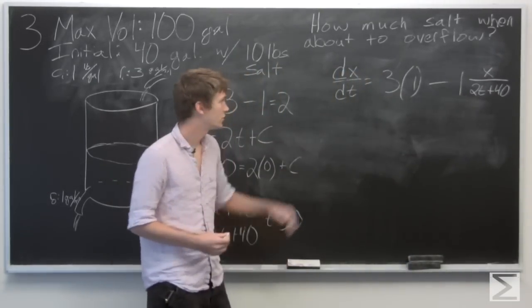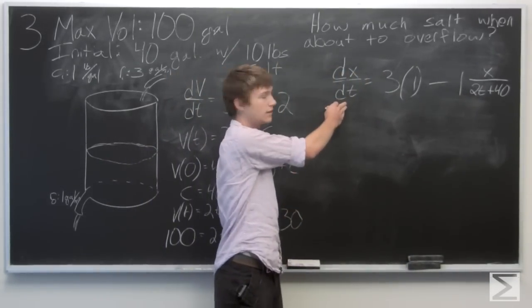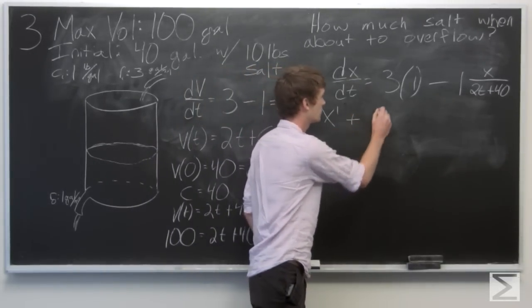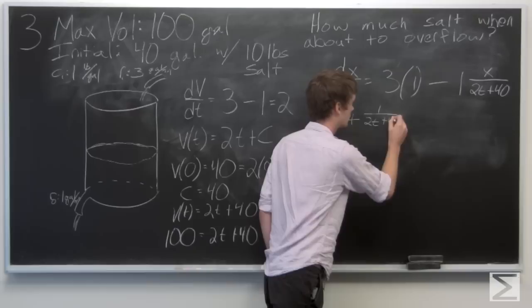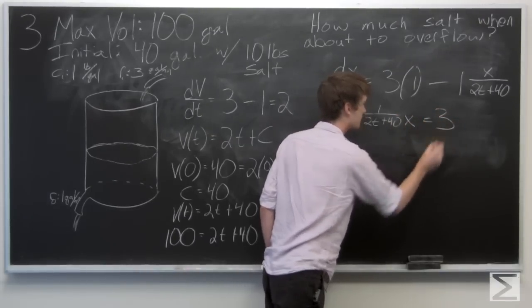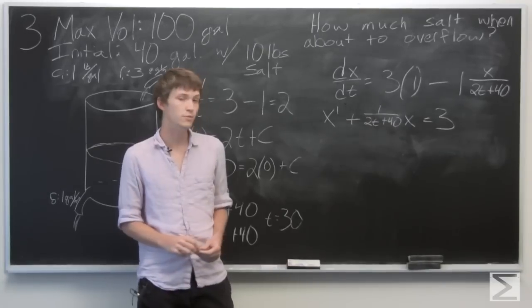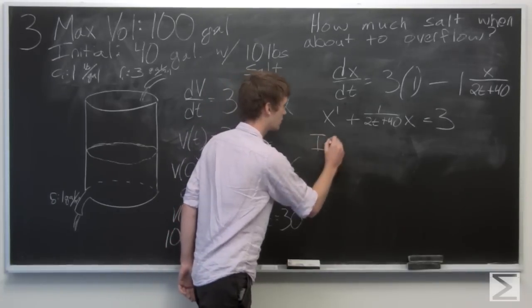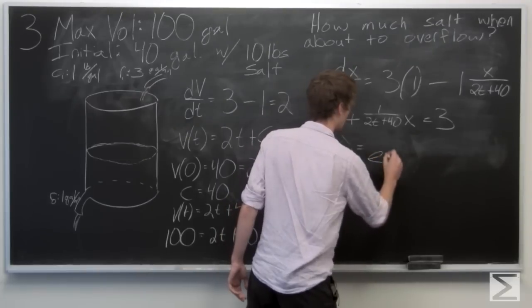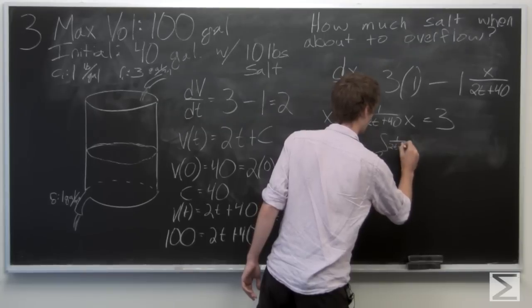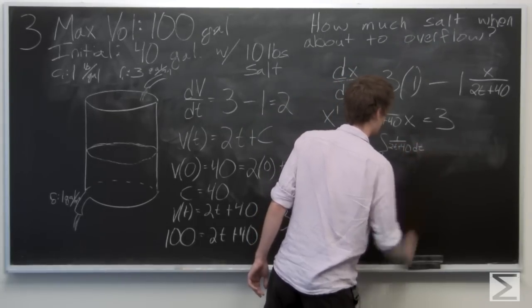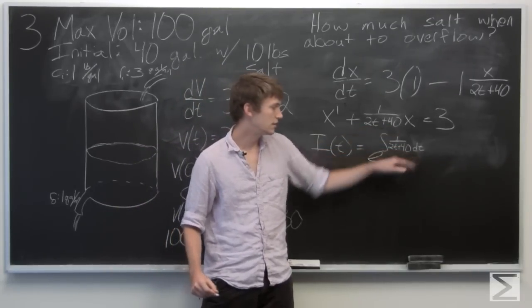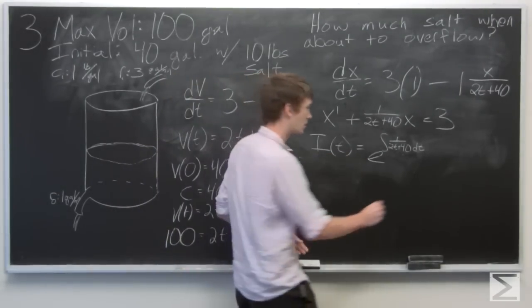And now this is just a differential equation which we can solve using our integrating factor. I'm going to let dx/dt be x prime. Bring the x over to this side. And we have that x prime plus 1 over 2t plus 40 times x equals 3. Now we're going to let our integrating factor be e to the power of the integral of this p of t dt.